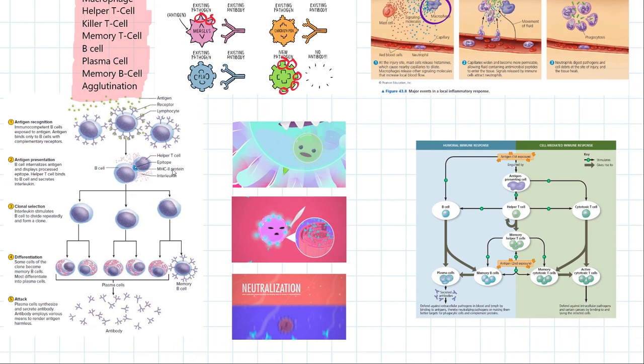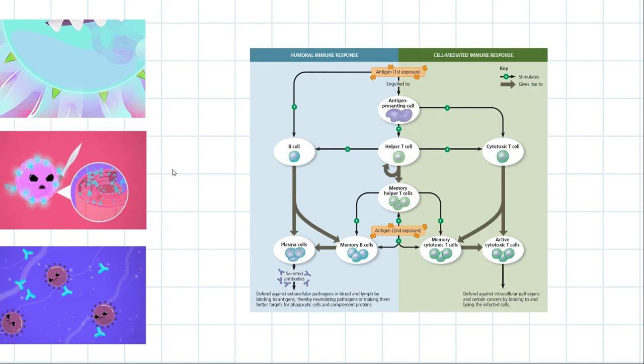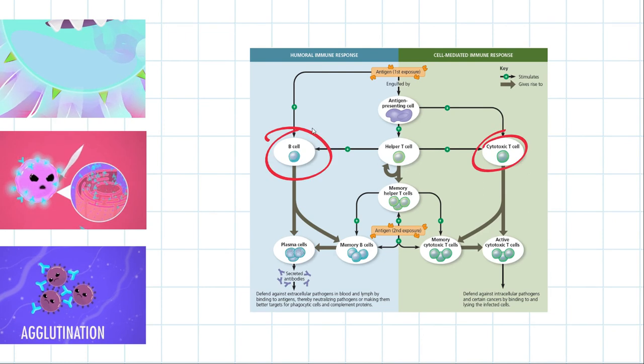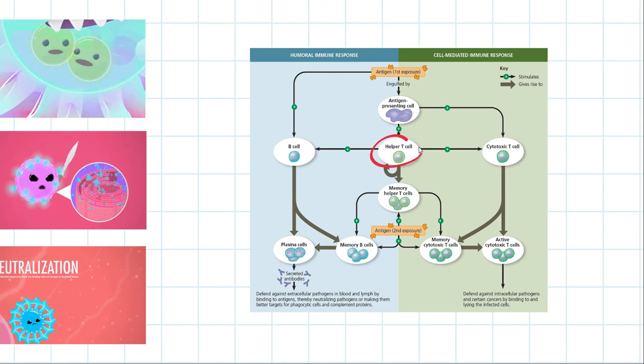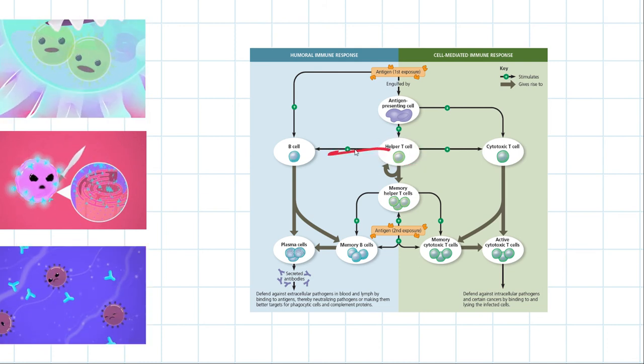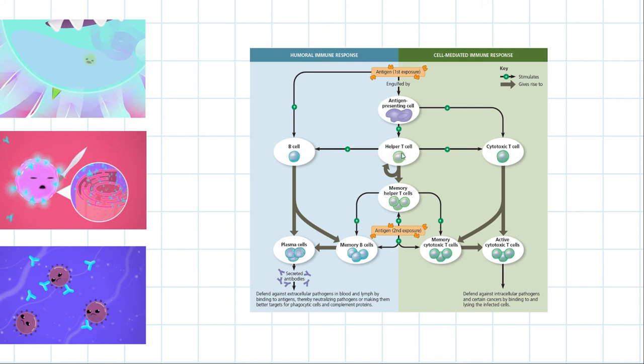The two types of cells that come over to help, I'm just going to zoom in on the chart over here, are called T cells and B cells. And T cells and B cells both have different jobs to do. So the helper T cell is a type of T cell that calls for help from both of these guys, the T cells and the B cells.